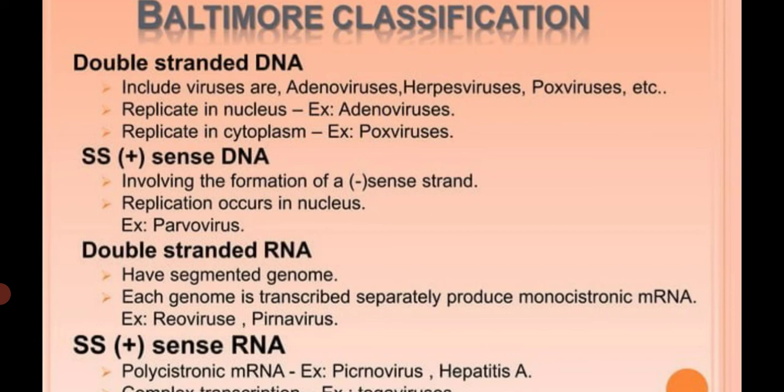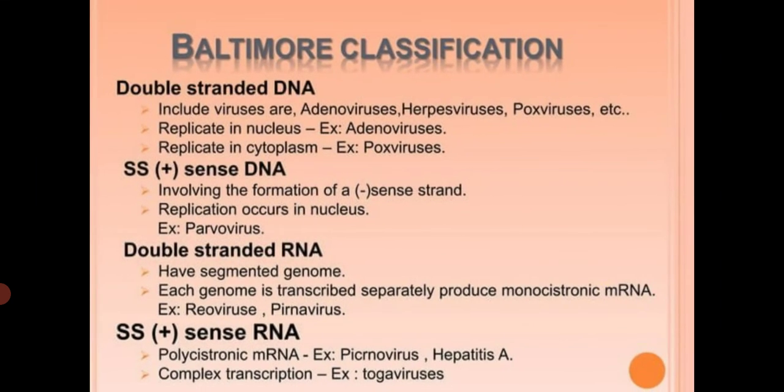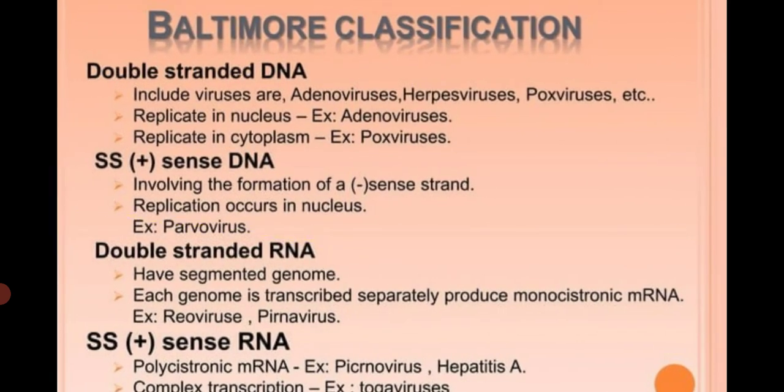Then the third group, double stranded RNA containing viruses. The double stranded RNA shows segmentation, and each segment or each genome is transcribed separately and produces a monocistronic mRNA. Example Birnavirus and reoviruses.